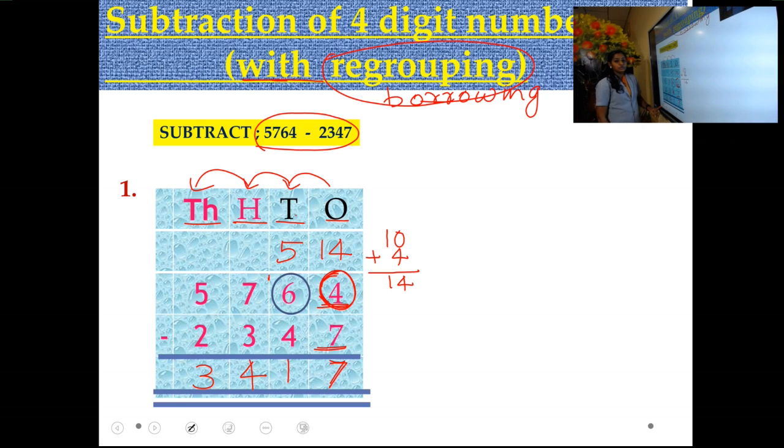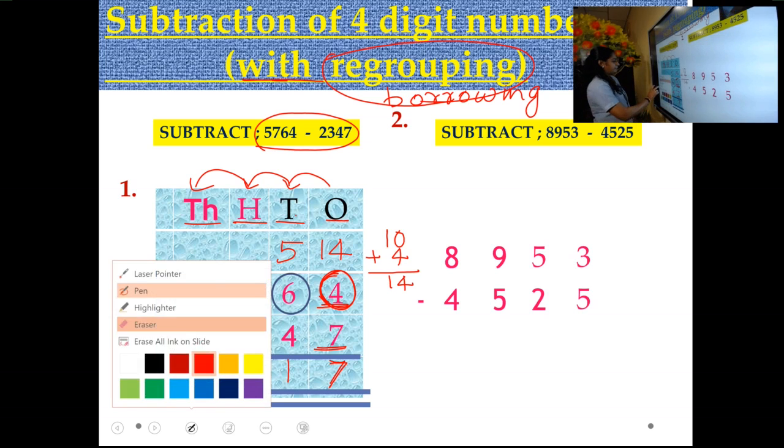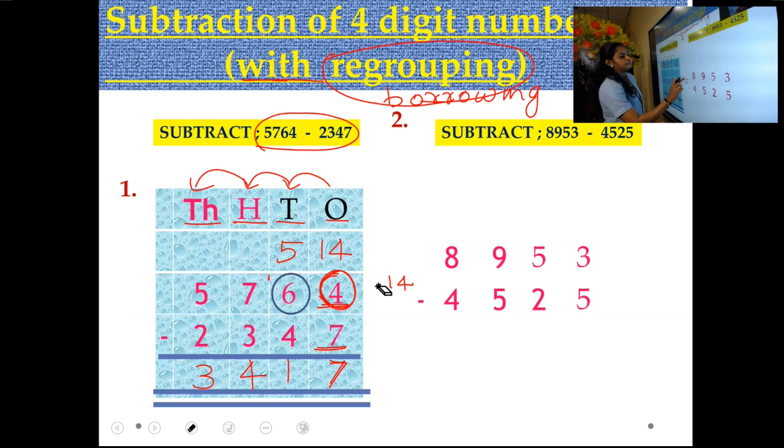Okay, now we move to the next question. When a question comes in exams, only the numbers will be given to you. You have to write down the numbers like this, place-wise.